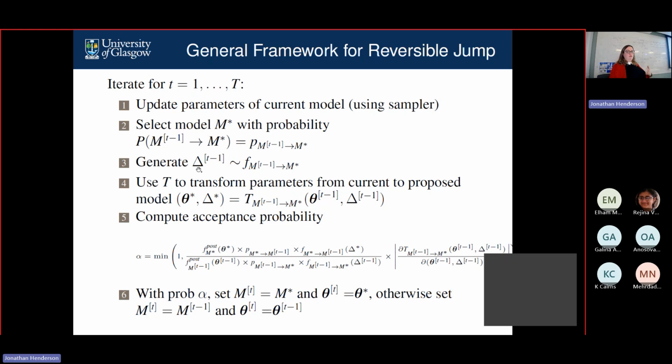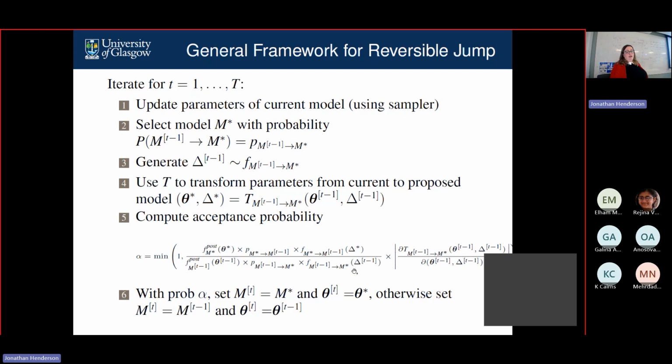And then we're going to generate a perturbation, delta, going from the current model M_t minus one to the proposed model. We use that transformation function we talked about before to transform parameters from the current model to the proposed model. So we get this new set of parameters and this new delta star based on these original parameters and this original perturbation. So this is where we can reverse, we can go backwards.